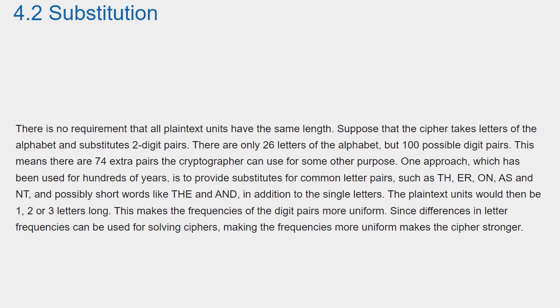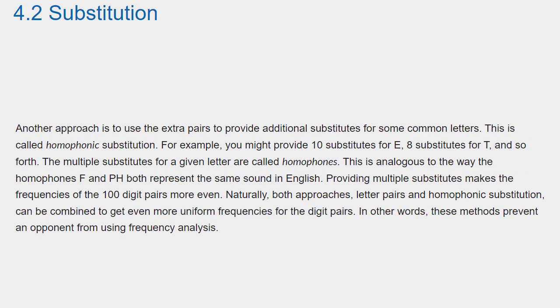The plain text units would then be one, two, or three letters long. This makes the frequencies of the digit pairs more uniform. Since differences in letter frequencies can be used for solving ciphers, making the frequencies more uniform makes the cipher stronger.